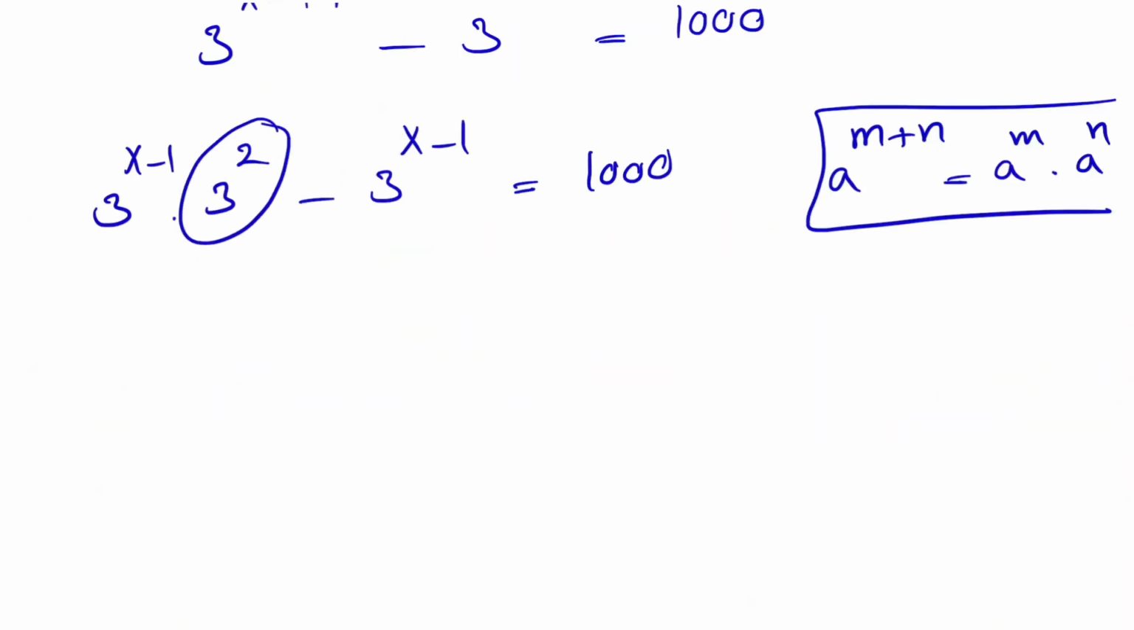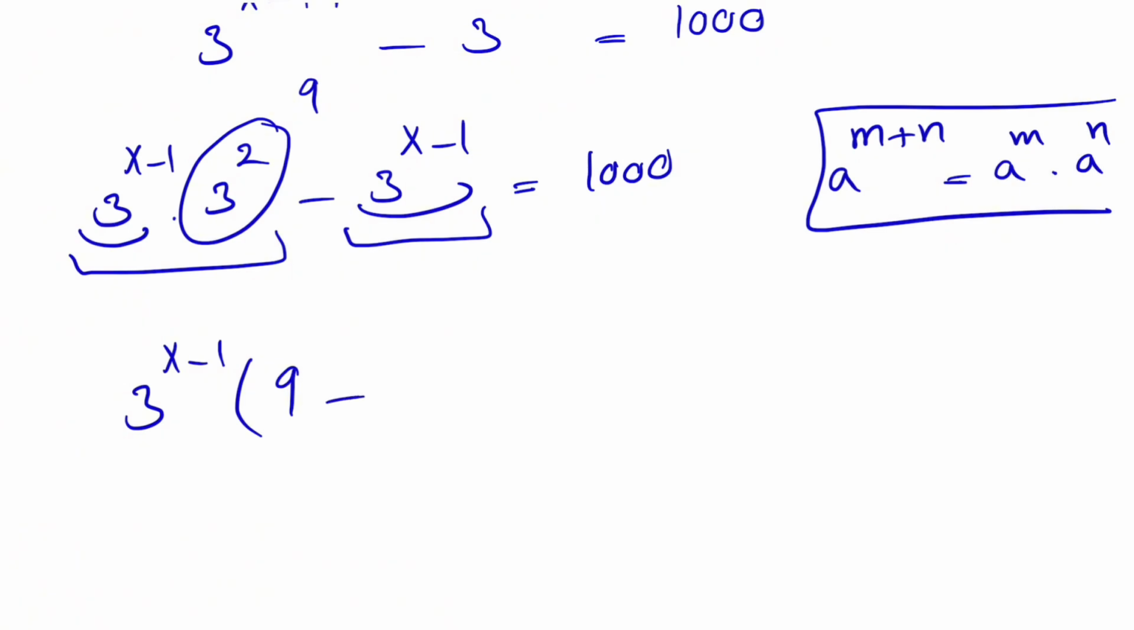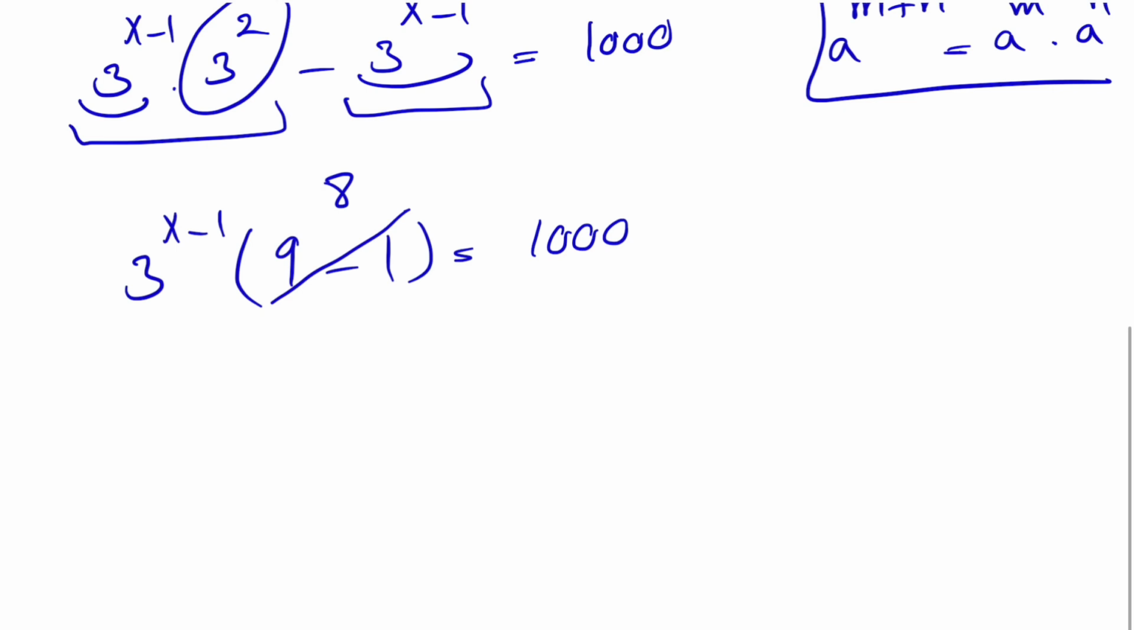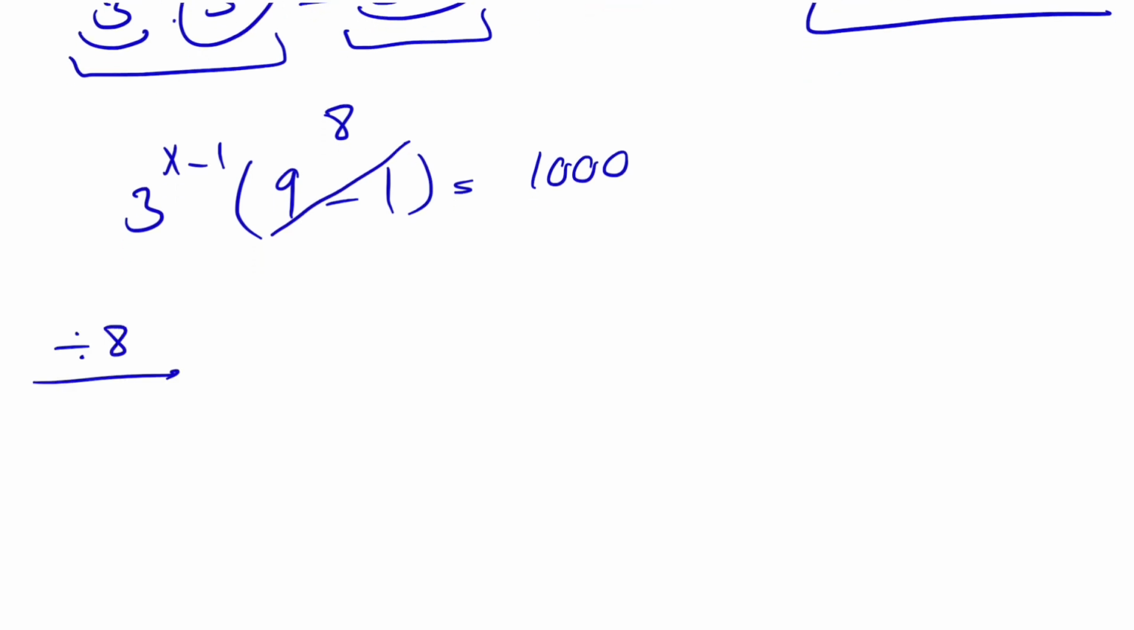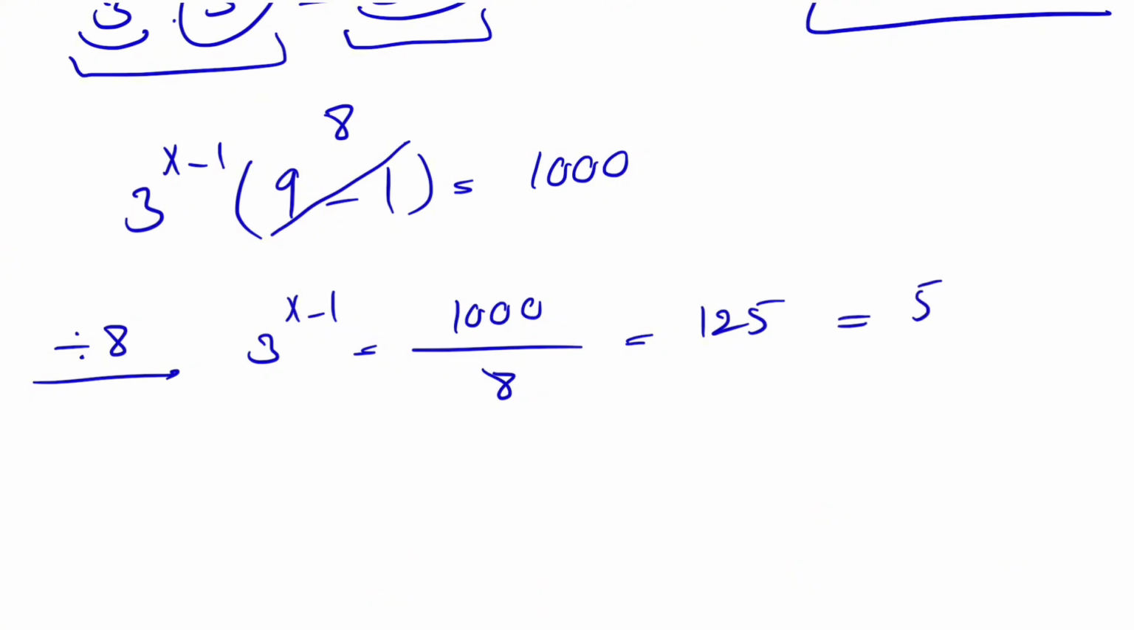In here we have 3 squared, which is 9, and what we can do is that we have 3 to the power of x - 1 as our common factor, so we can factor it out. From the first expression we have 9, and from the second one we have minus 1, equal to 1000, and we know 9 minus 1 is 8. So if we divide each side of the equation by 8, we get 3 to the power of x - 1 is equal to 1000 over 8, which is 125.